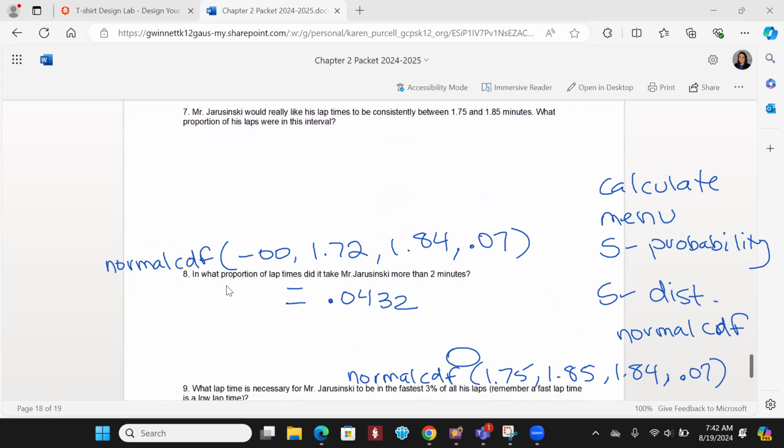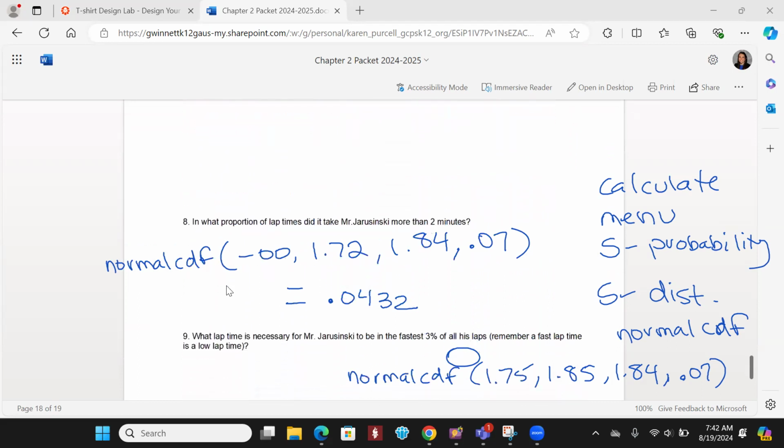Number 8. Okay. On 8, it says, in what proportion did he take more than 2 minutes? Okay, so the lower bound is going to be what number? 2. What's the upper bound going to be? Okay, good. And then the mean's the same, standard deviation is the same. Are we okay?